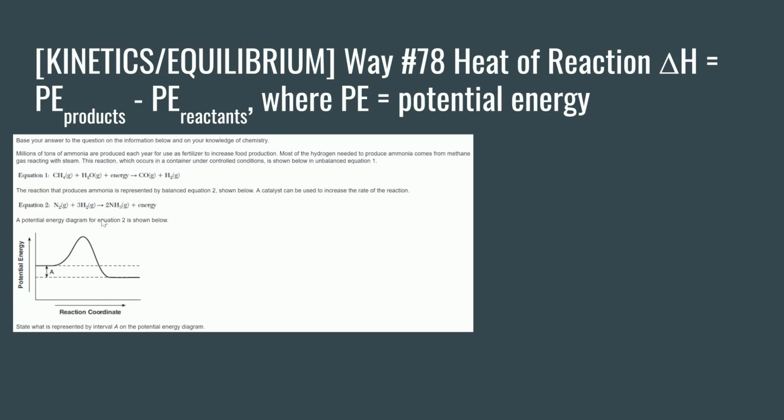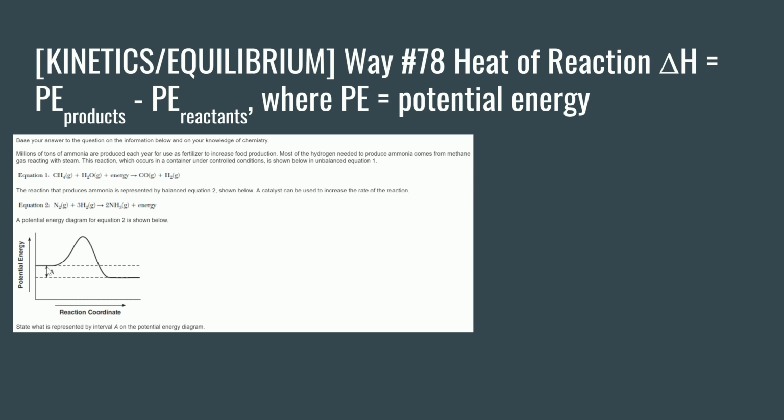So here's example 2. A potential energy diagram for equation 2 is shown below. Reaction coordinate just simply means the amount of time that proceeds over the reaction, and here's your potential energy. State what is represented by interval A on the potential energy diagram. Now, if you don't remember how to read the potential energy diagram, remember that this tells you the potential energy of the reaction as it proceeds through the entire process.